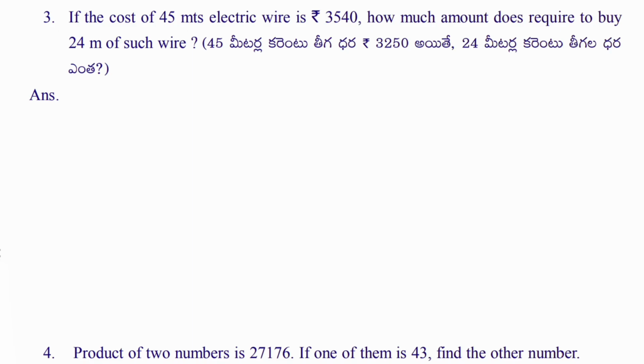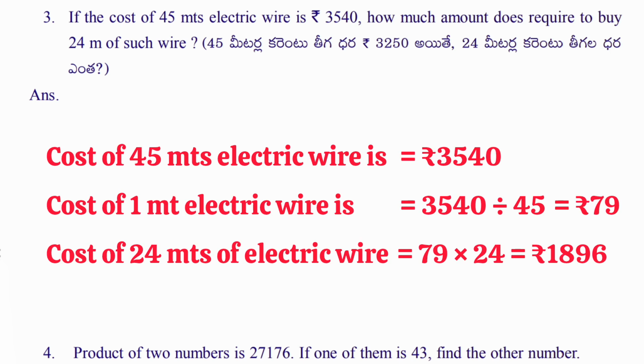Let's move on to the next question, question number 3: if the cost of 45 meters of electric wire is rupees 3540, how much amount is required to buy 24 meters of such wire? Okay, let's see the answer. Cost of 45 meters of electric wire is rupees 3540. Then next, the cost of 1 meter of electric wire is 3540 divided by 45. You will get the answer as 79, which is the cost of 1 meter of electric wire.